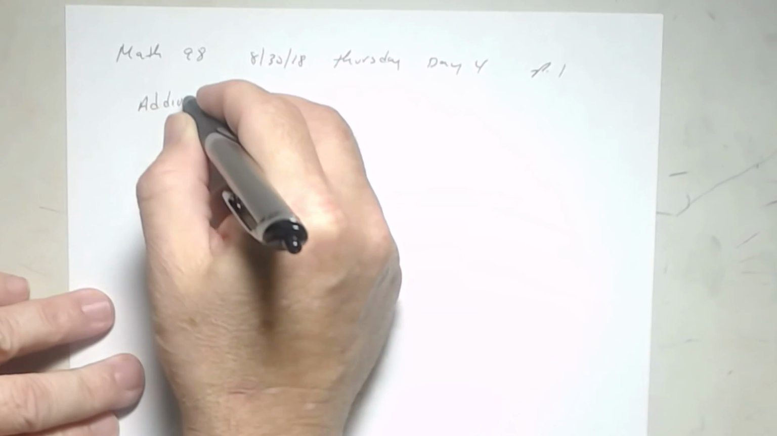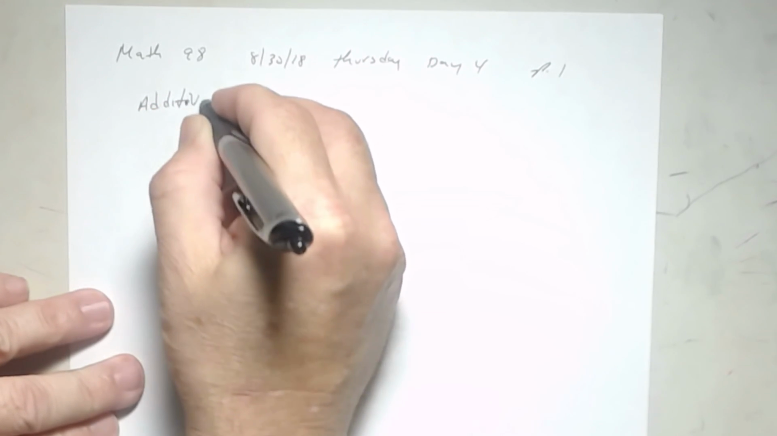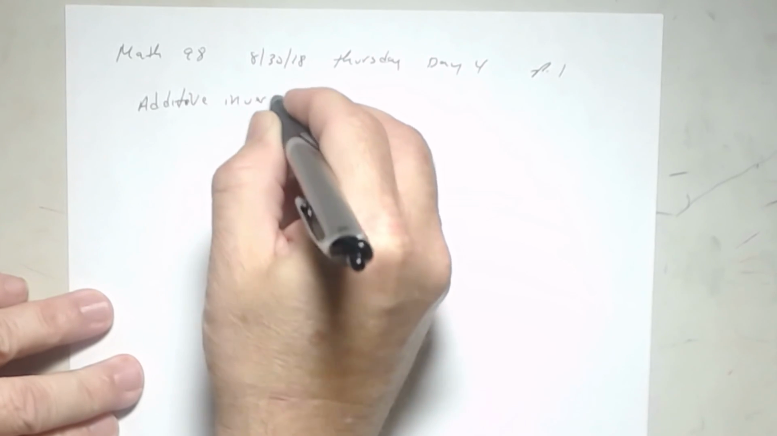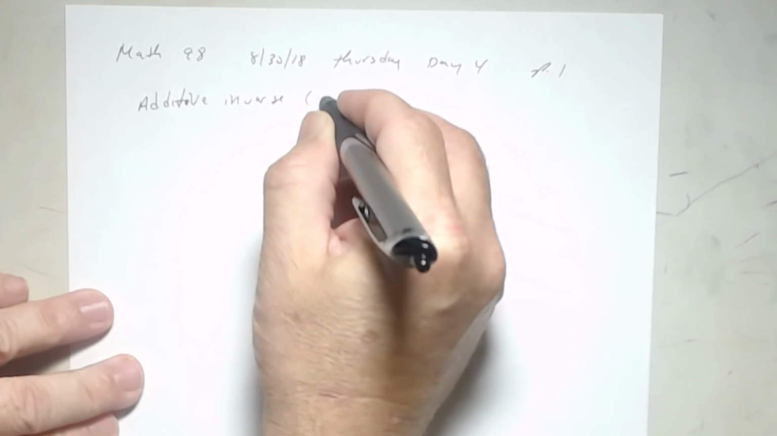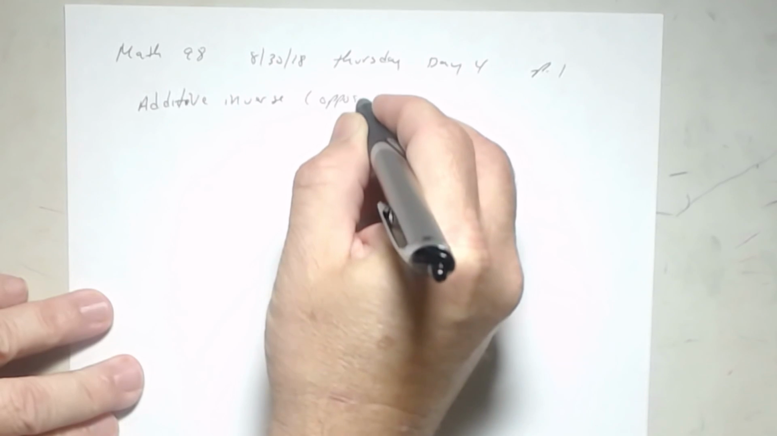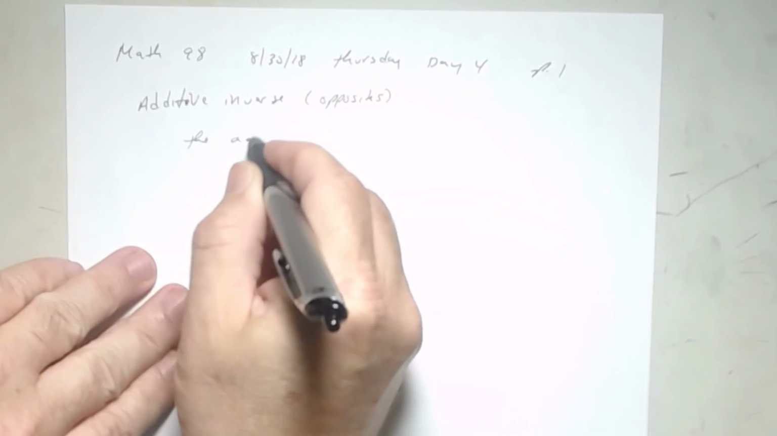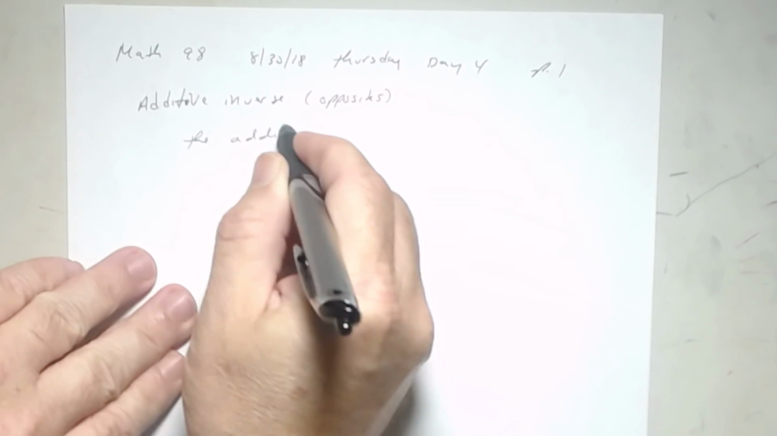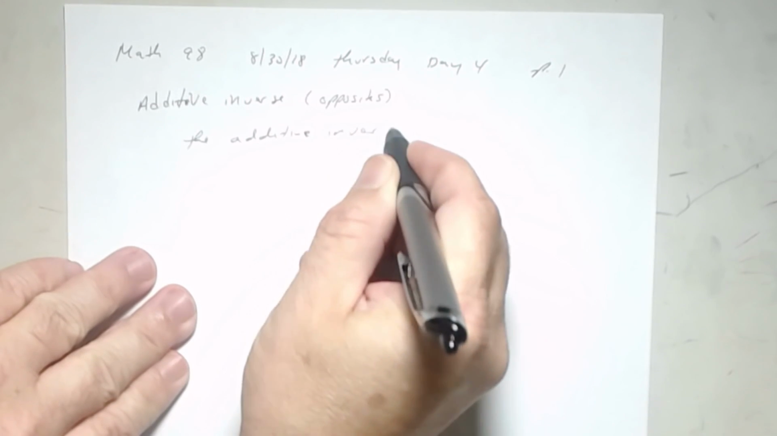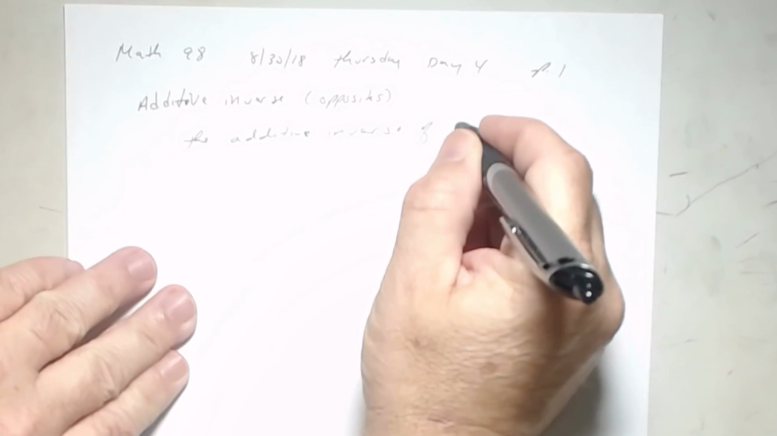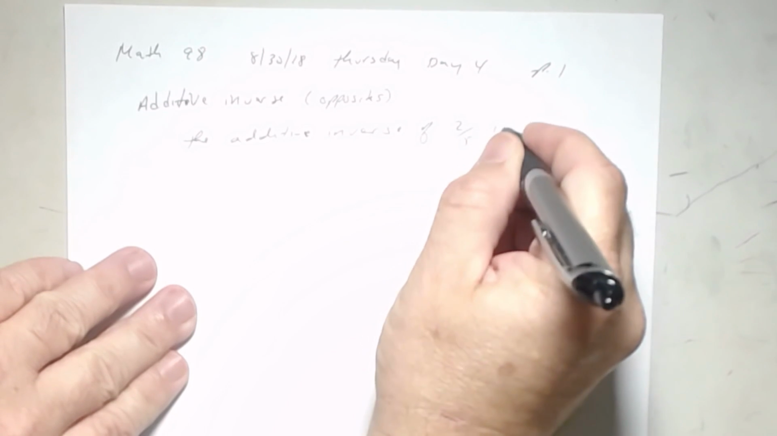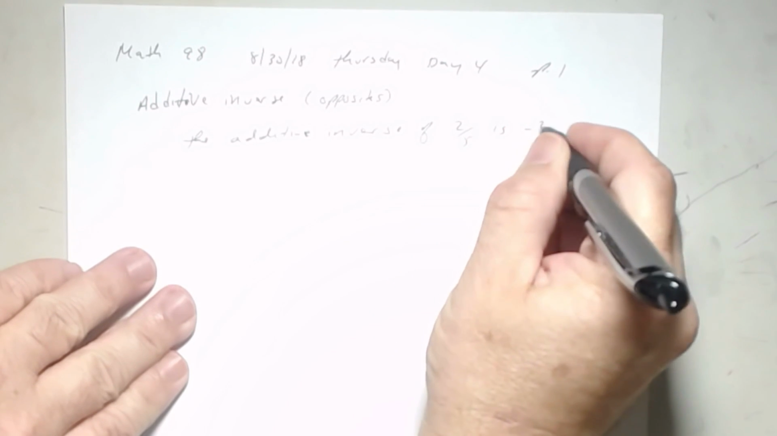What's another word for additive? Additive inverse. Opposites, right? So the additive inverse of 2 fifths is what? Negative 2 fifths. Just the opposite.